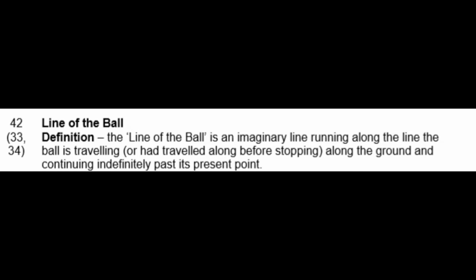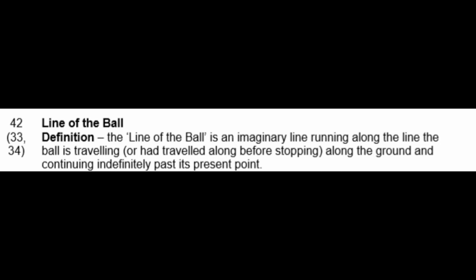So line of the ball is defined in the rule book, what we see here, and it is an imaginary line. It is basically the line that the ball is travelling in or has travelled in and would continue to travel in. It's important to note that the line of the ball exists when the ball is in a player's racket or when the ball has been thrown out of a racket and is just rolling on the ground. In both those scenarios there is a line of the ball.